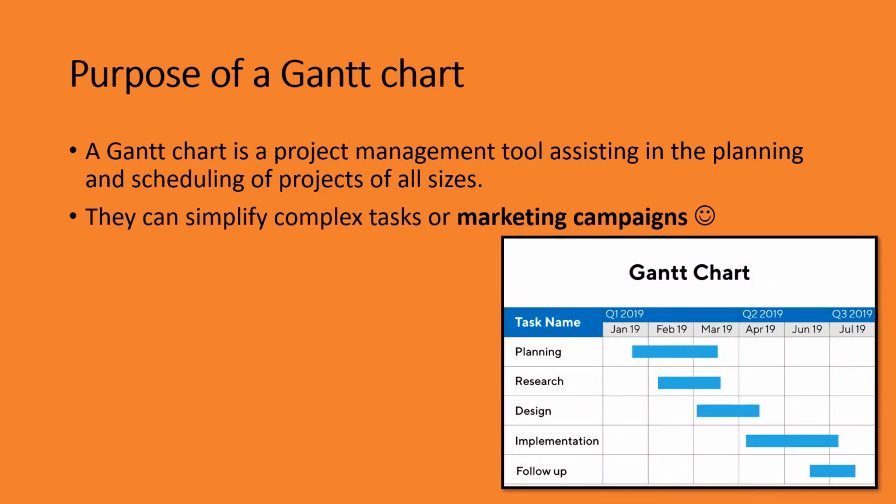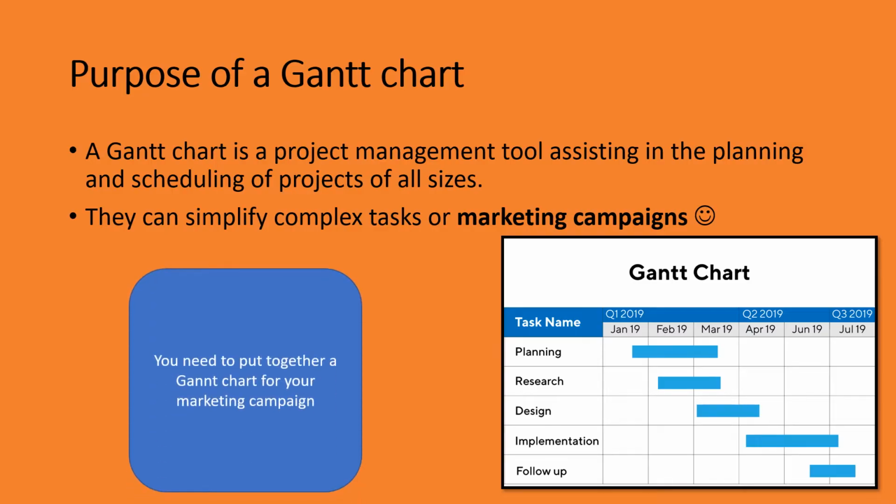You have a list of tasks that go down on the left hand side: planning, research, design, implementation, following up, and then along the top there you've got some dates: January, February, March, and so on. And then the highlighted blue areas are just the areas where those particular tasks are actually taking place. It is not a complex thing to do. This video is just showing you how to put together your Gantt chart for the marketing campaign.